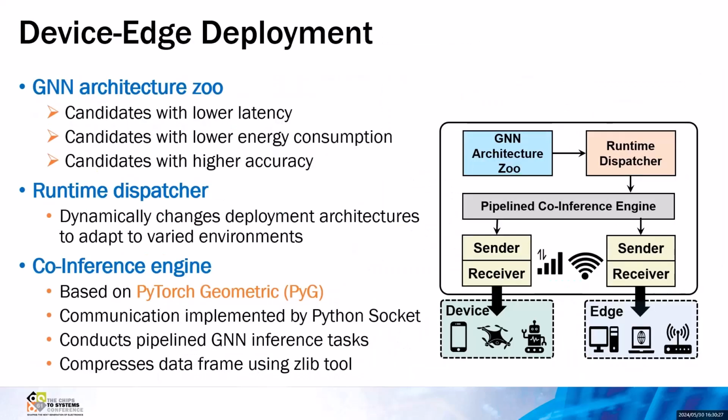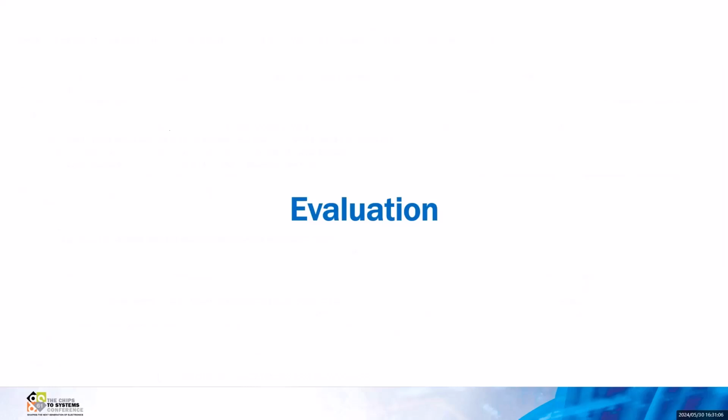Once the desired GNN architecture is found, GCoDE uses the integrated device-edge deployment tool to deploy and execute it on the target platform. This tool includes a GNN architecture tool to collect optimal candidates that meet different scenario requirements, addressing the ever-changing runtime environment. It also features a runtime dispatcher to dynamically adjust the deployment architecture for stable system performance. The computation process is based on our co-inference engine, built on the PyTorch Geometric framework, providing efficient point-to-point GNN co-inference. Next, I will introduce the evaluation results of GCoDE.